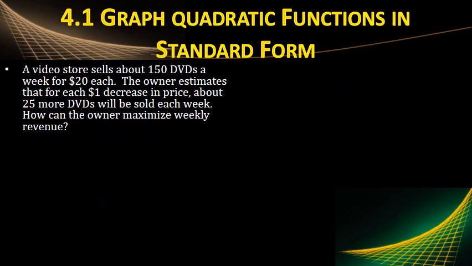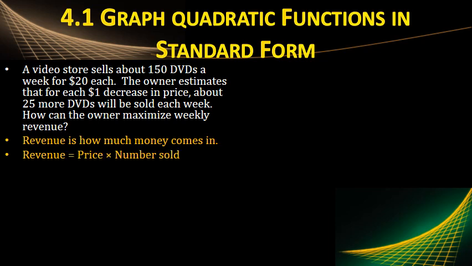Let's do a word problem. A video store sells about 150 DVDs a week for $20 each. The owner estimates that for each $1 decrease in price, about 25 more DVDs will be sold each week. How can the owner maximize the daily revenue? Well, in general, revenue is how much money comes in. So for this problem, revenue will be the price times the number sold.